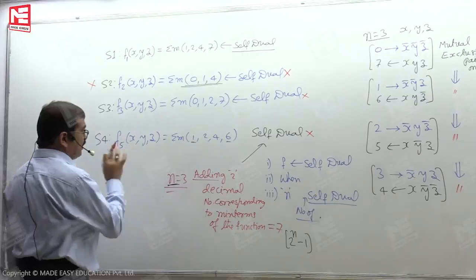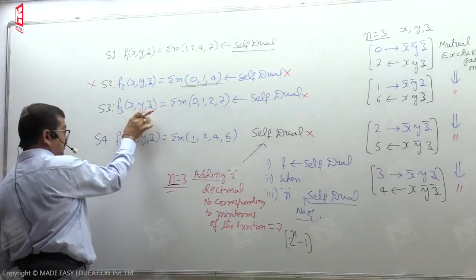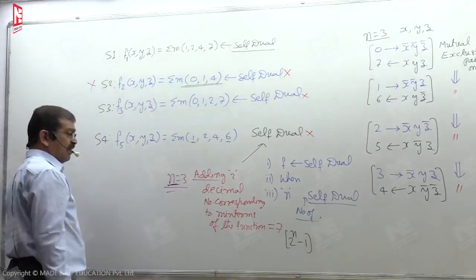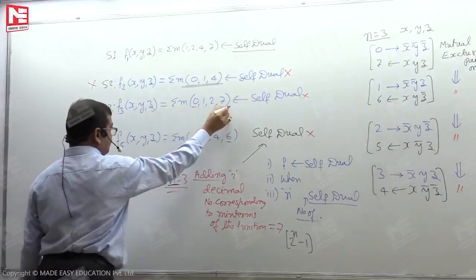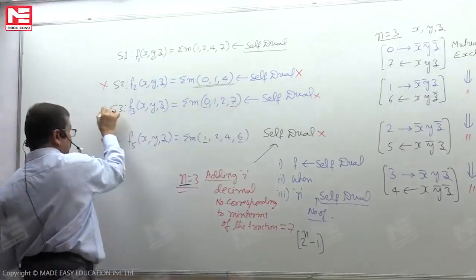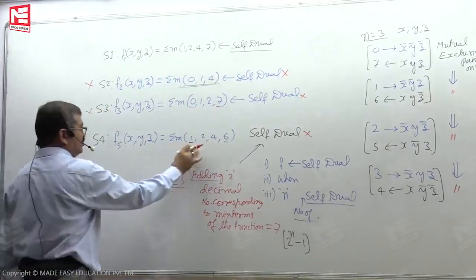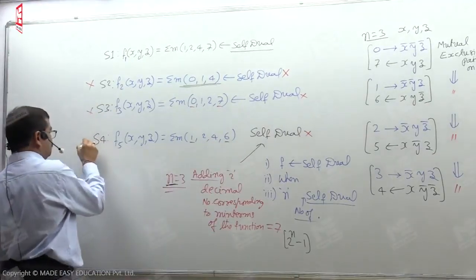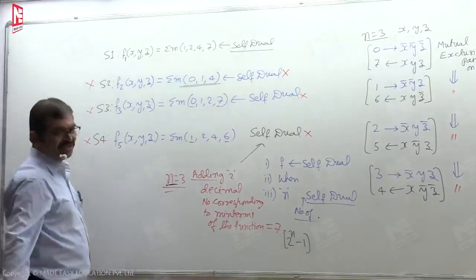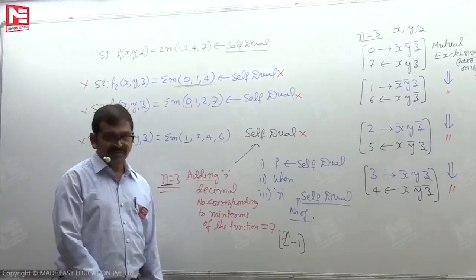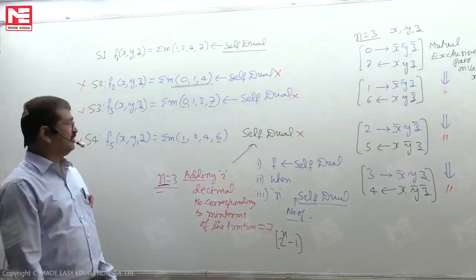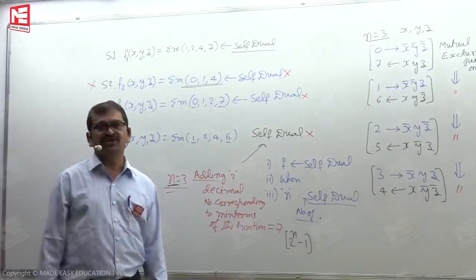Now we are checking, while adding two decimal numbers, because the function is on three variables, whether the sum is equal to 7 or not. While adding here, the sum is 7. So we conclude it is not self-real. While adding this, the sum is 7, so it is not self-real. Like this we are checking. So it is a shortcut way to identify whether a given function is a self-real function or not.